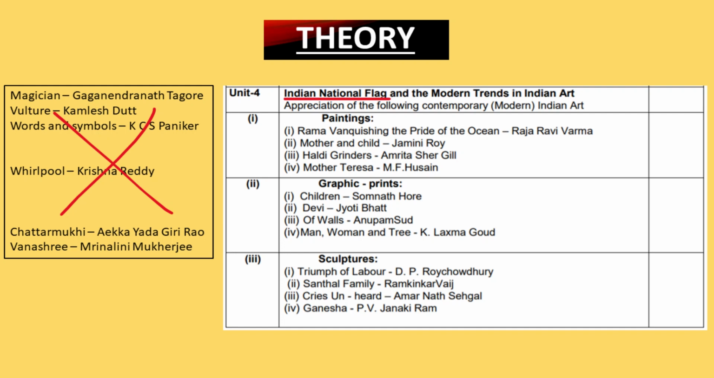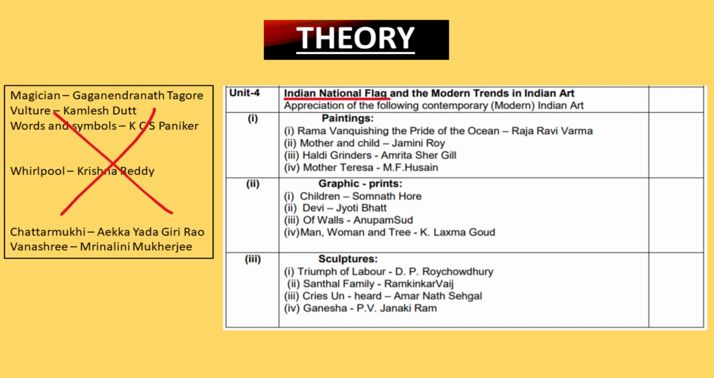Second category is graphic prints, in which first is Children by Somnath Hore. Second is Devi by Jyoti Bhatt. Third is Off Walls by Anupam Sood. And fourth, Man, Woman and Tree by K. Laxma Goud. Third category is sculptures, in which first is Triumph of Labour by D.P. Roy Chaudhury. Second, Santhal Family by Ram Kinkar Baij. Third, Cries Unheard by Amarnath Sehgal. And fourth, Ganesha by P.V. Janki Ram.